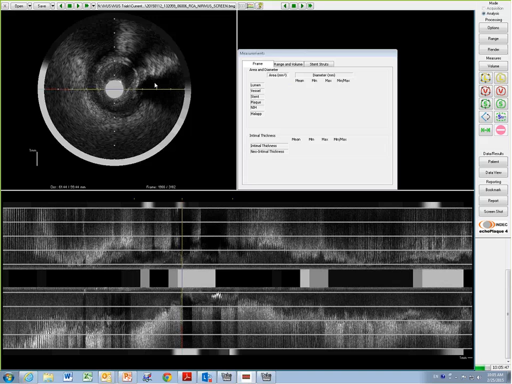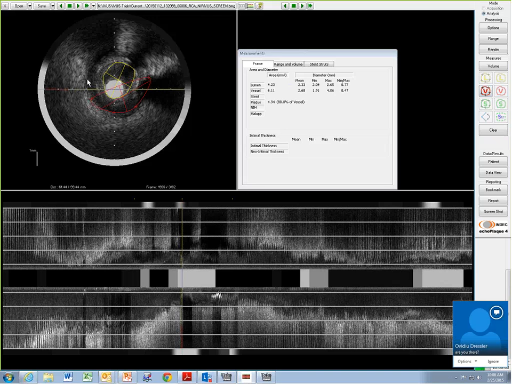But in terms of this case, I mean, you agree. So if you're going to analyze this portion, I can draw the lumen border like this. And then in terms of the EEM, I'd say I probably go to here. Yeah. Go ahead. Yeah, I agree. This is something like this.